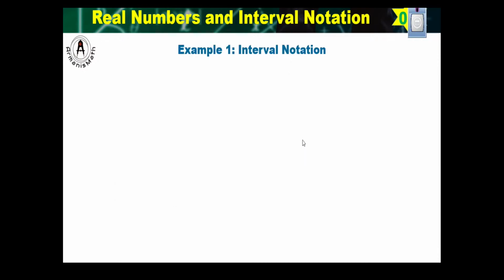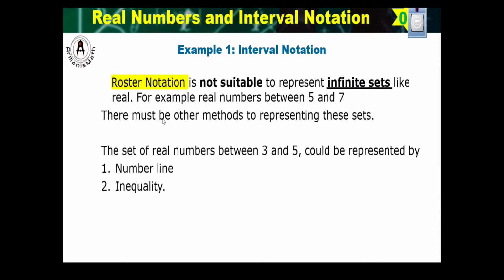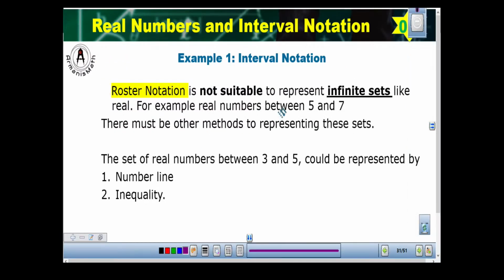Here's our first example. It says roster notation is not suitable to represent infinite sets. Well, we just talked about that momentarily. You can't use that for anything you like. For example, all real numbers between 5 and 7. Well, excuse me? Between 5 and 7, there's only one number. Let's take a look. Here's 5 and here's 7. There's only one number.